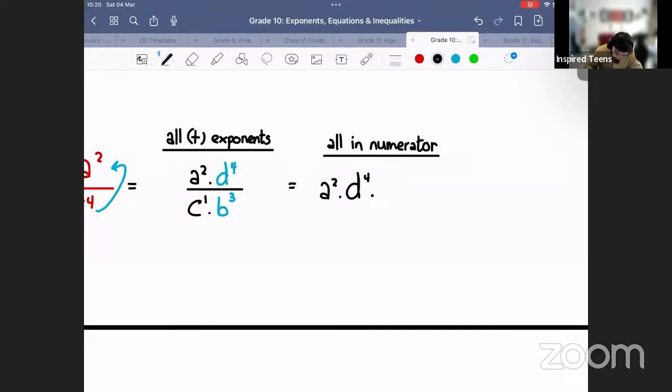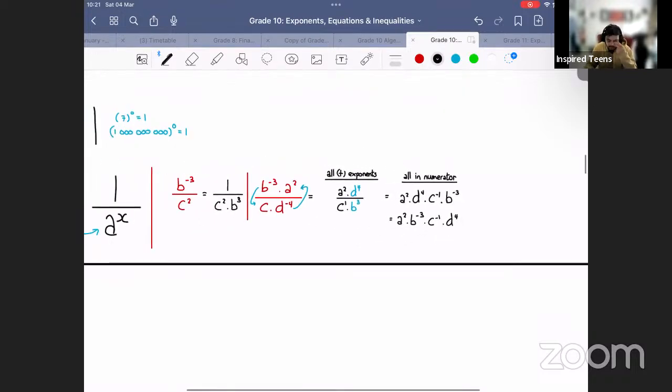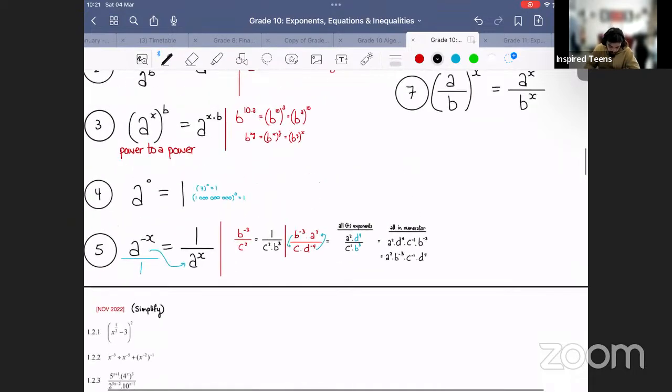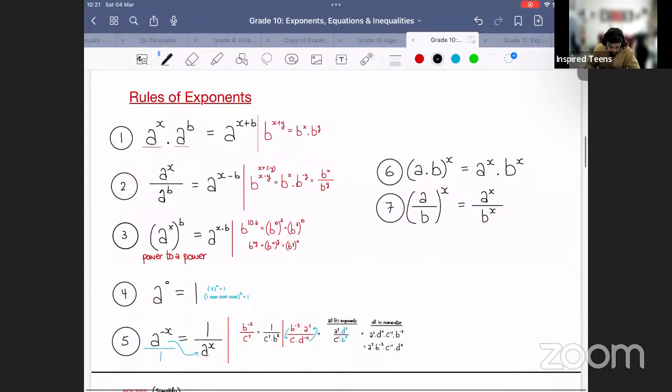C is currently c to the positive 1. So if I want to take it to the top, it's going to become c to the negative 1. B is positive in the bottom, so it's going to become b to the negative 3 on top. Now I don't have a denominator anymore. I've written it all in the numerator. So I have a squared, b to the negative 3, c to the negative 1, and d to the 4. So there are two ways. If you want all in the numerator, or if you want all positive exponents, that's how you solve it respectively. Hope that makes sense.